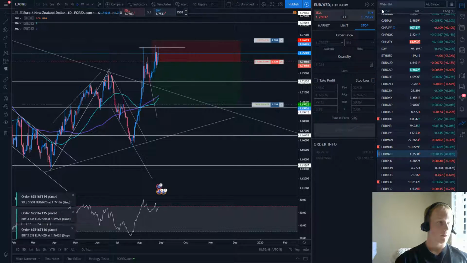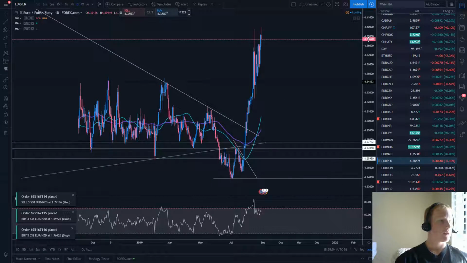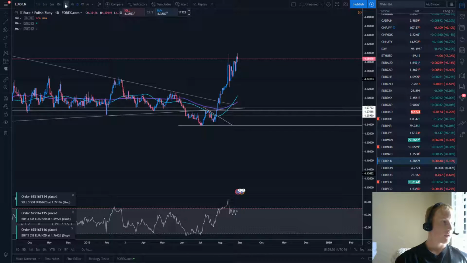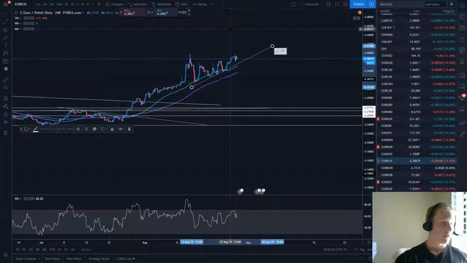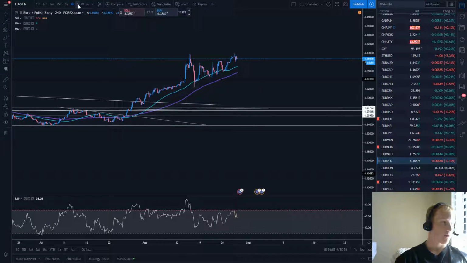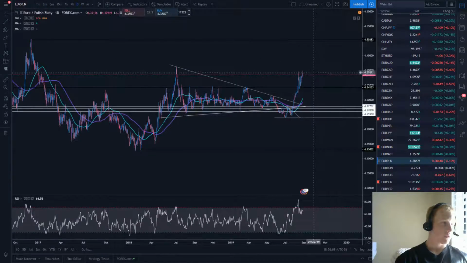Alright, cool. Euro PLN. Wow. Look at that divergence. Wow. Let's go down to a lower time frame so we can really see what this looks like. Okay. Interesting. It's really wedging. I'm going to get short. I'm going to get short on this for sure.